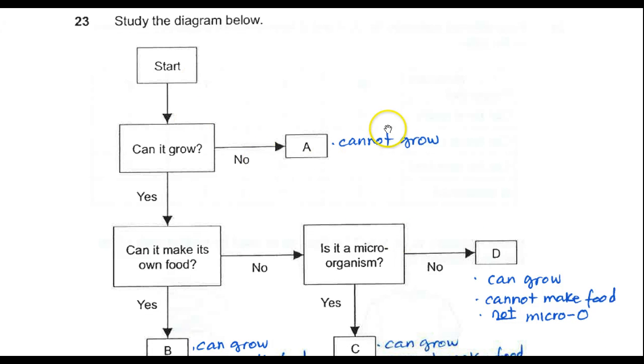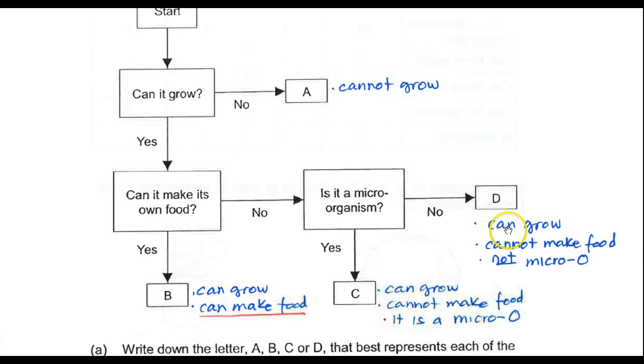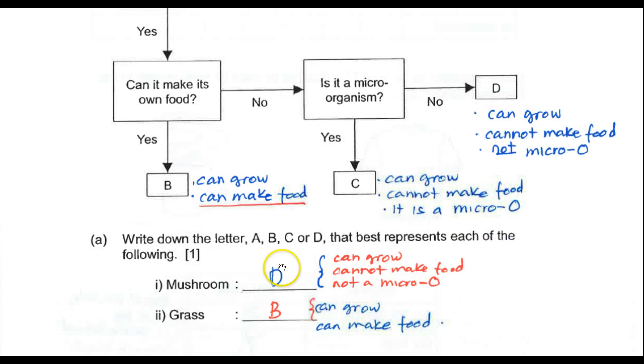Over here, it's good to write down: cannot grow, can grow, cannot make food, not a microorganism. This C is a microorganism, and B can grow and can make food. Most probably B is a plant, definitely can make food. This one is a microorganism, and this one can grow, cannot make food, and is not a microorganism. It could be a fungi or so on. So mushroom qualifies under these criteria. Mushroom is D. Grass is a plant, can make food. Grass is B.